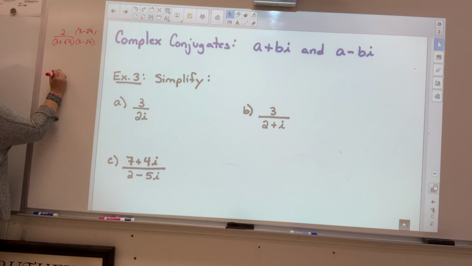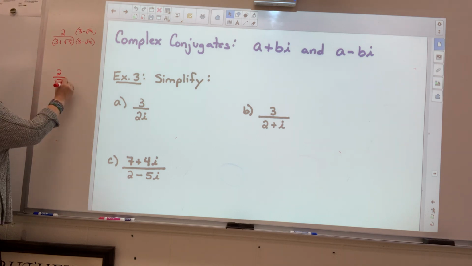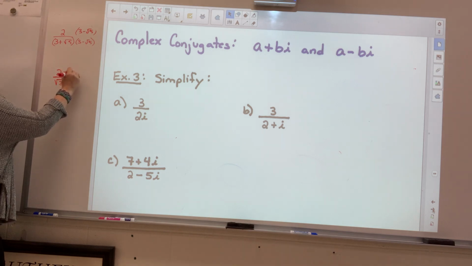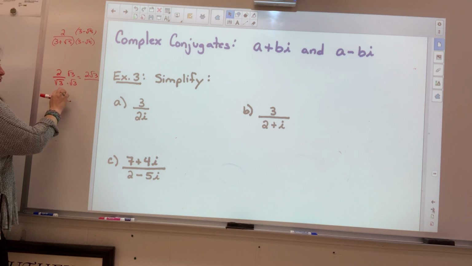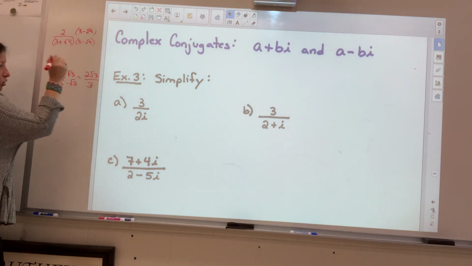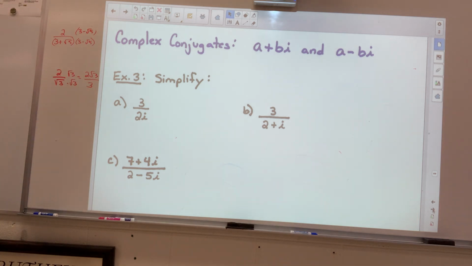When we had something like 2 over root 3, we didn't need a conjugate. How did we get rid of the root 3 by itself on the bottom? Who remembers? We multiplied bottom and top by root 3. And that gave you 2 root 3. What's root 3 times root 3? A normal 3. See, it got rid of the square root.